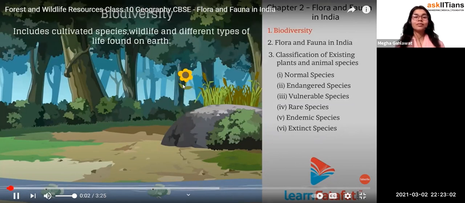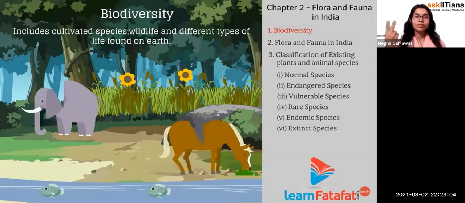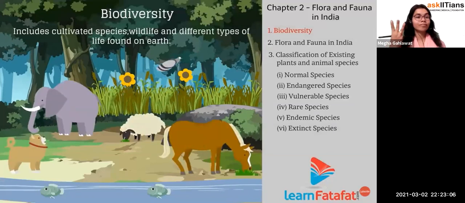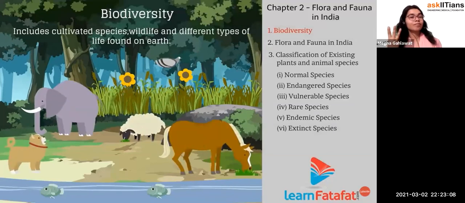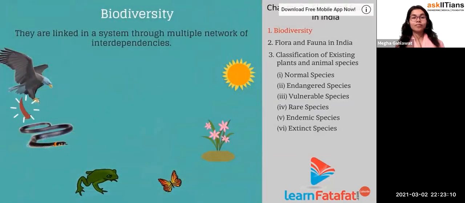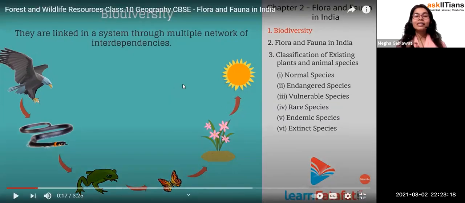Biodiversity includes cultivated species, wildlife, and different types of life found on Earth. They are linked in a system through a multiple network of interdependencies. What this guy is saying here, the interdependencies, is what we just talked about, the food chain, and an accumulation of a lot of food chains is called the food web. Okay, so let's just get on with it.